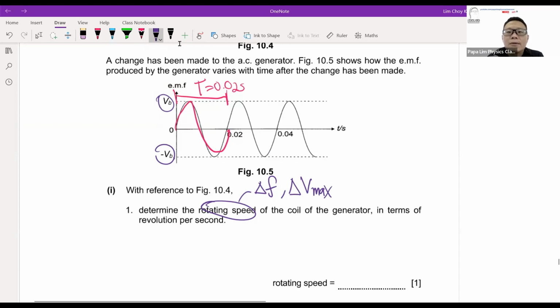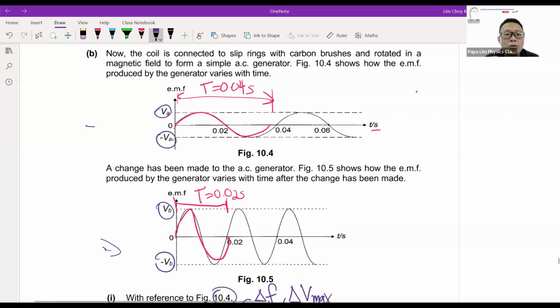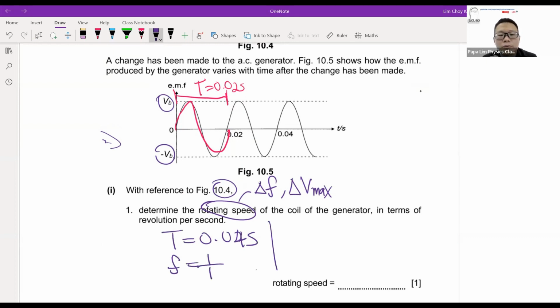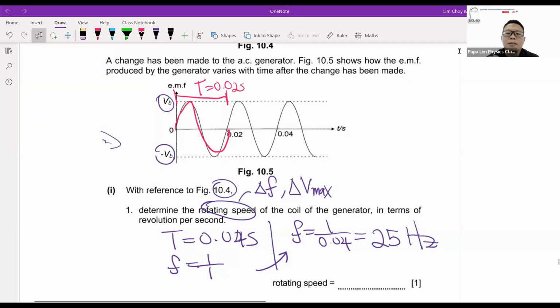Now remember, the question here said figure 10.4, so don't use the wrong graph, use 10.4 and not 10.5. For part 1, figure 10.4, the period we know is 0.04 seconds, and frequency is 1 over T. So the frequency will be 1 divided by 0.04. The answer will give you a nice number in Hertz: 25 revolutions per second, or 25 Hertz.